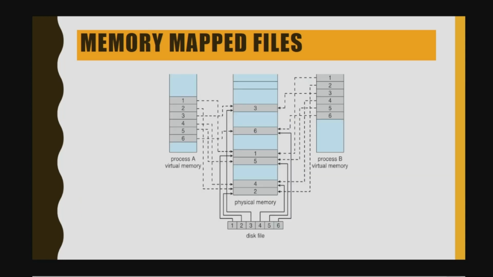So this one is the memory-mapped file processed in virtual memory. It will map to the physical memory using the page table, and then it will write to the disk file. And then there is another process: process A and process B in virtual memory, which will map to the physical memory, and it will write to the disk file.